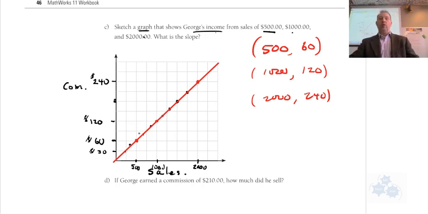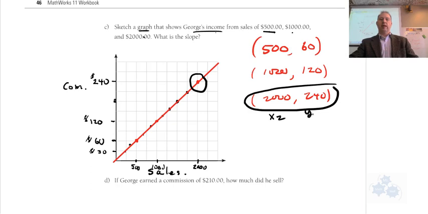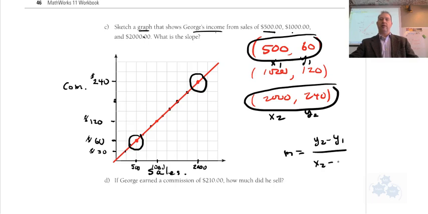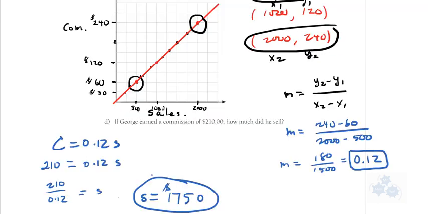Now, what is the slope of this line? Well, I've got 1 point. Let's use this one. This is the point 2,000, 240. That's like x2, y2. What's another point that I'm given? Well, I know I have this one right here. This is going to be x1, y1. So let's find the slope. M equals y2 minus y1 divided by x2 minus x1. Do you remember that? The rise divided by the run. So go ahead and calculate that.